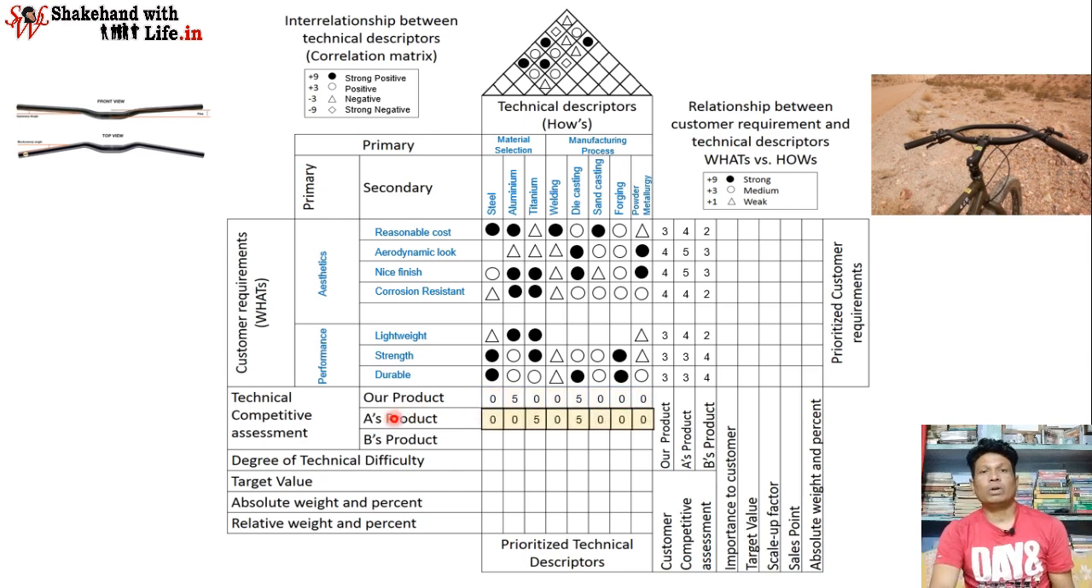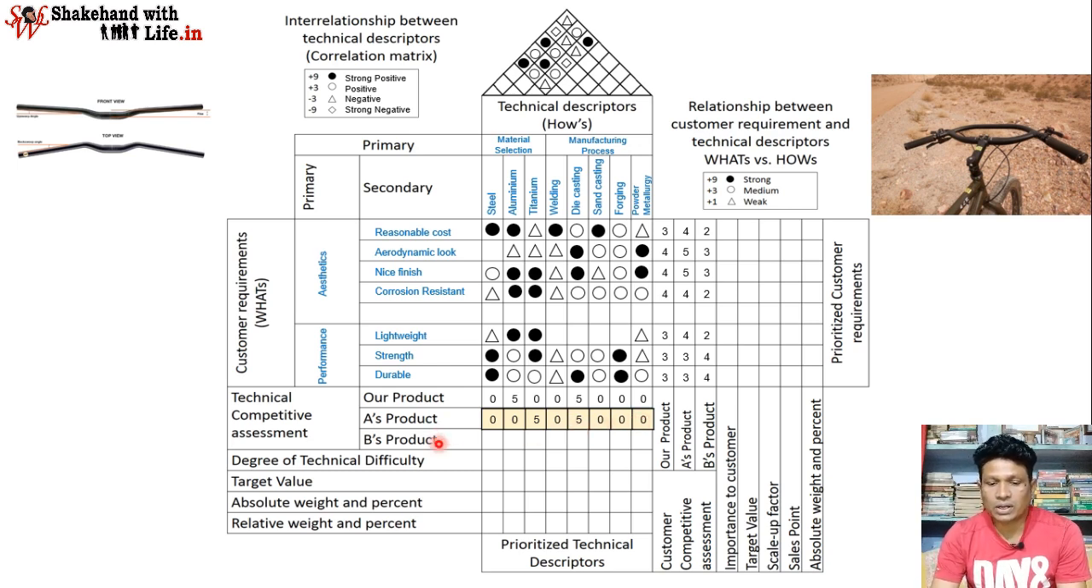Okay, now if we study the technical competitive assessment for A's product, then we can see that for steel and aluminium A's product has a rating of 0, but for titanium it has a rating of 5. Now if we talk about the manufacturing processes, then A's product has a rating of 0 for welding, sand casting, forging, and powder metallurgy. Only for die casting it has a rating of 5.